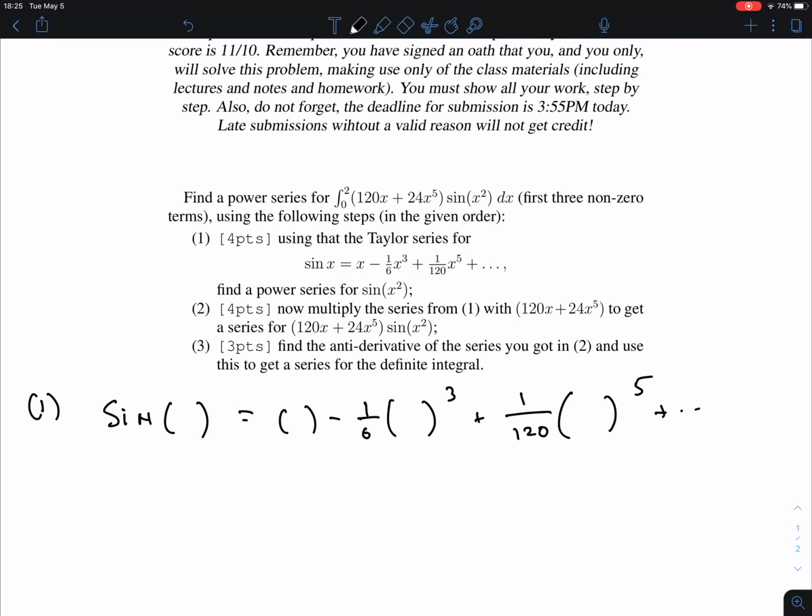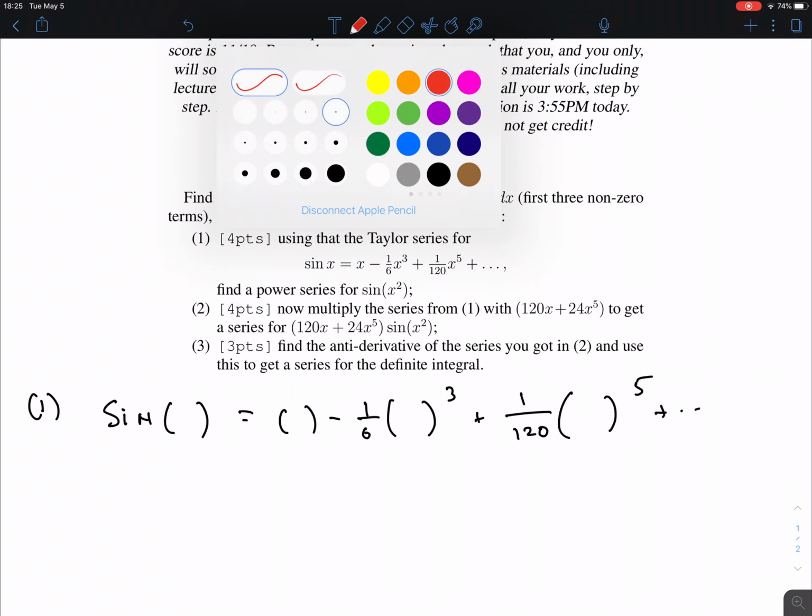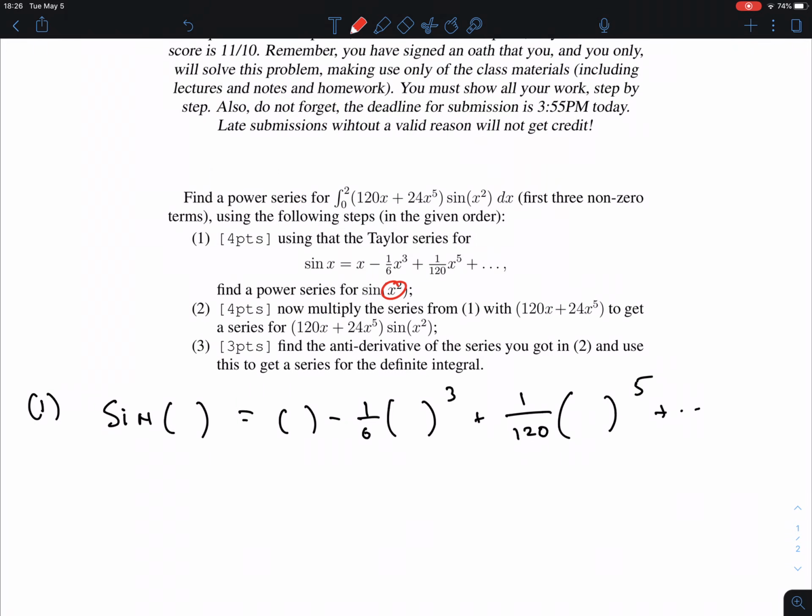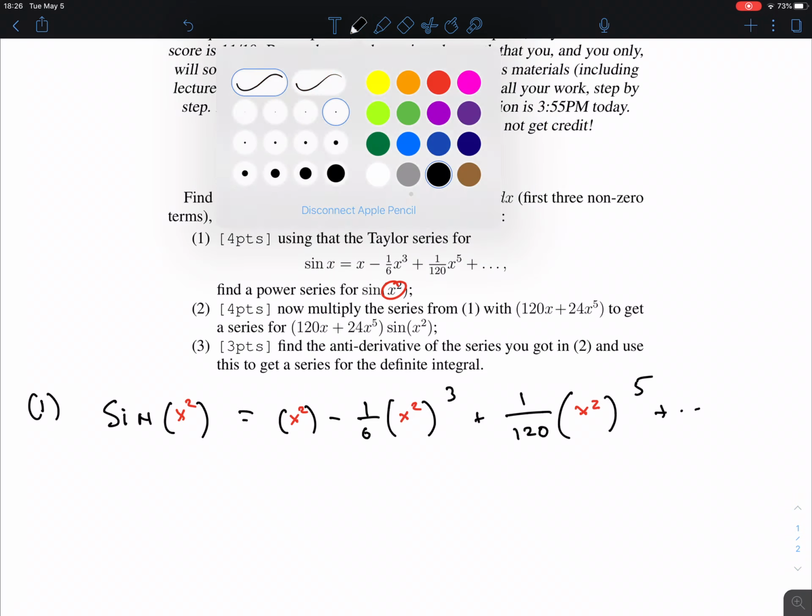Well, you see here that we have an x squared, right? So we're going to plug in x squared everywhere in these parentheses, because that's what it means, right? A parenthesis, a variable, is a vessel in which you input something, and in this case the input is x squared. Now you have to work this out.